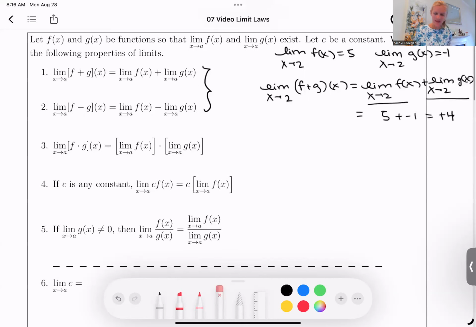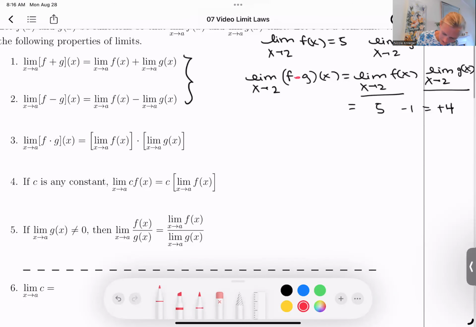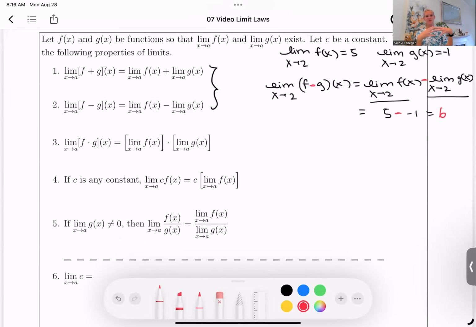Okay, same thing happens if I replace the addition with subtraction. That's what that second property says. So I can just change all these addition signs with subtraction signs. I'm being lazy here. So 5 minus -1 will give me 6. So if I add or subtract between two functions, then I can break that apart between two limits where I add or subtract.